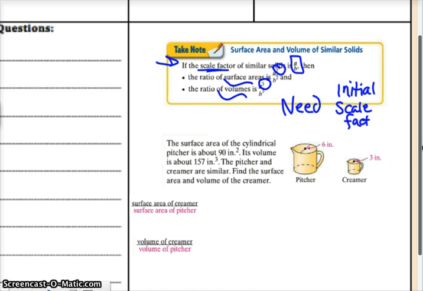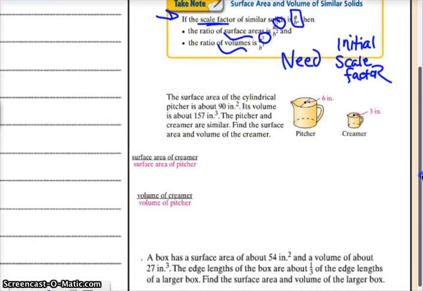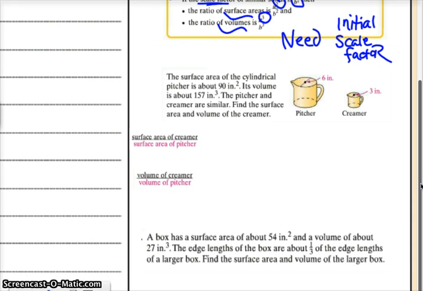That's always where you're going to start today with this stuff, with surface area and volume. You start with the scale factor, your initial one, A is to B. So that's our one main need. Let's apply it. The surface area of the cylindrical pitcher is about 90 square inches. The volume is about 150 cubic inches. The pitcher and creamer are similar. Find the surface area and volume.